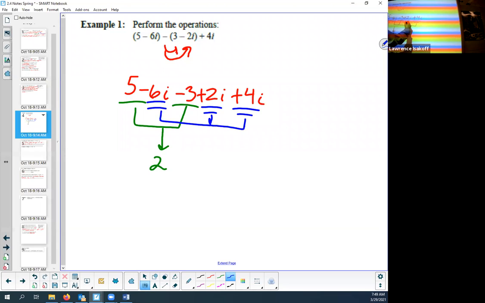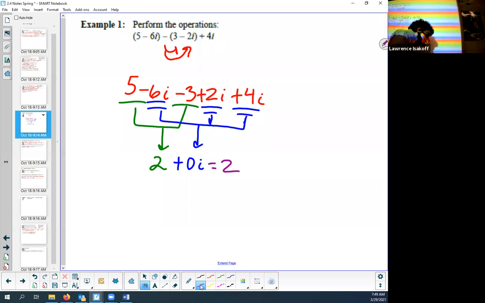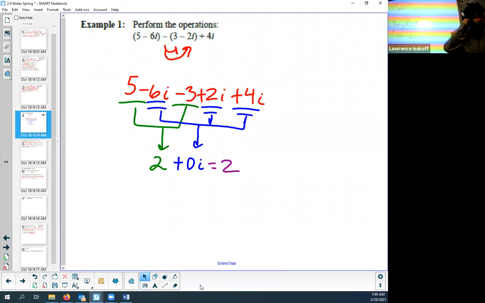-6 plus 2 plus 4. Oh, wait, they all cancel out, giving me 0i. So actually in the end, this is just equal to 2 because all my i's cancel out. Make sense? Like I said, this is just like combining like terms. You think of i as a variable, it's not going to get too crazy on you.